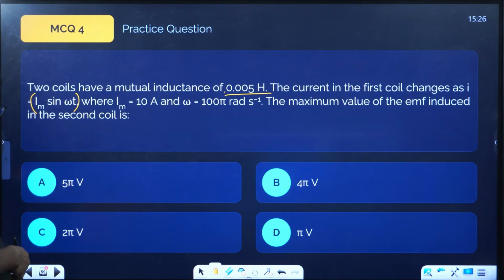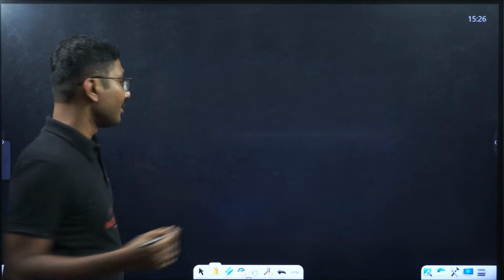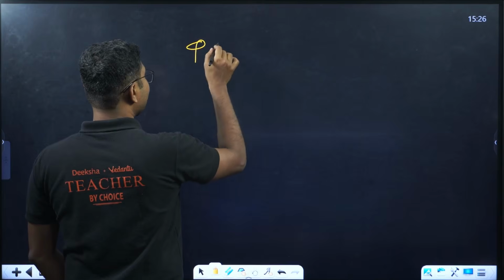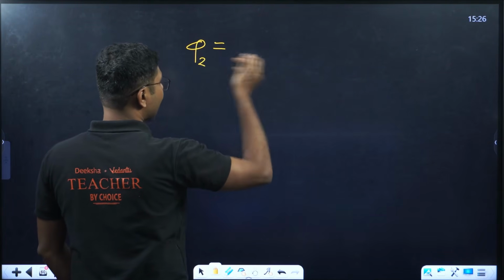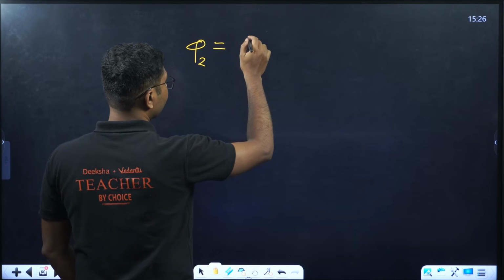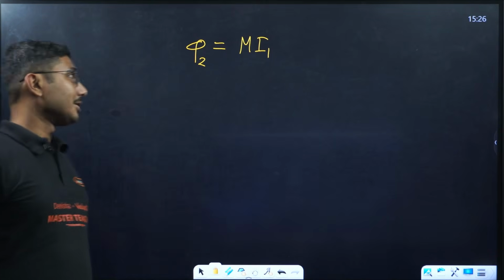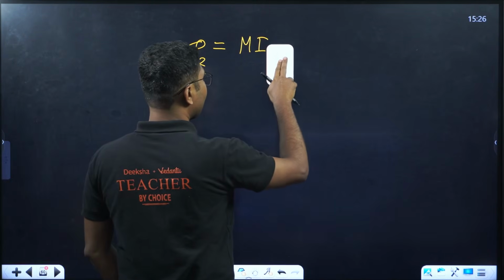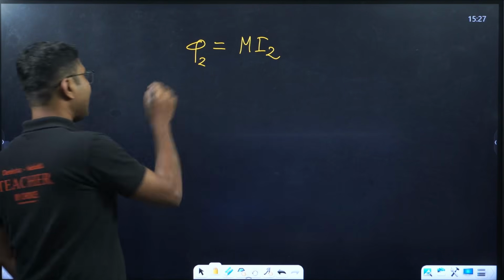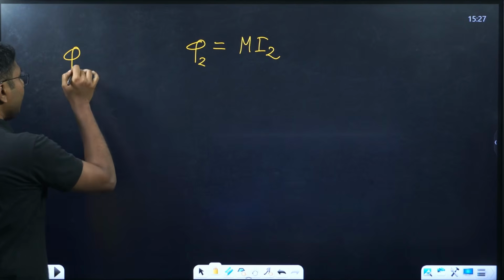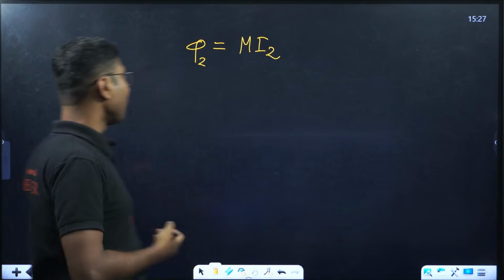How to solve it? If you are considering the second coil, the flux linked to the second coil is given by the mutual inductance into the current. Sorry, the current in the second coil itself. So phi 2 is equal to M i2. Now if we can find phi 2, which is linked with the first coil, then we can link them and find the value of phi 1.